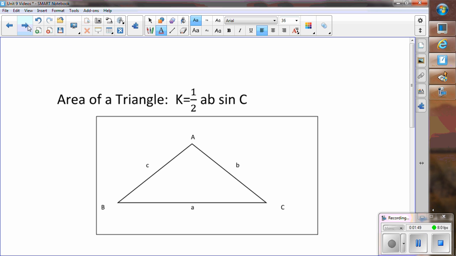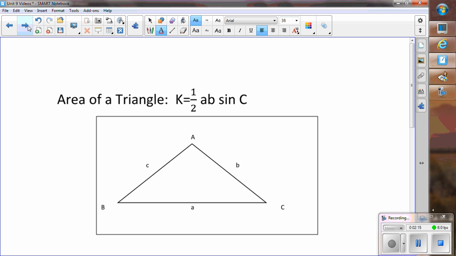Now, this is actually the first formula you will encounter on your Algebra 2 trig reference sheet. It says area of a triangle, and then it gives you this formula K equals 1/2 ab sine C. Now, K represents the area of a triangle. I know it doesn't make any sense why they picked K, but that is the one that they used for all of our purposes here.